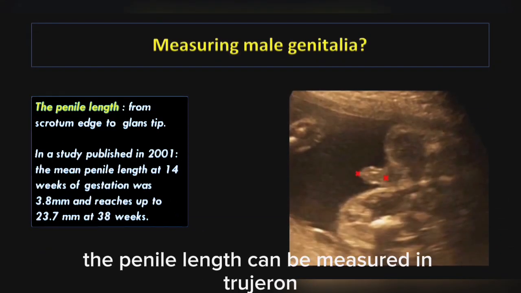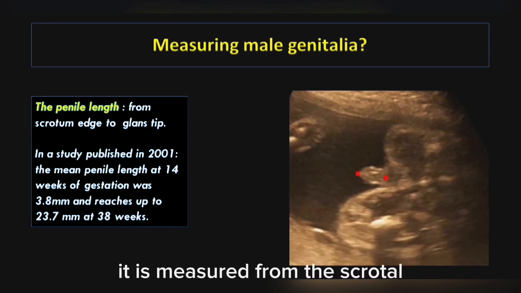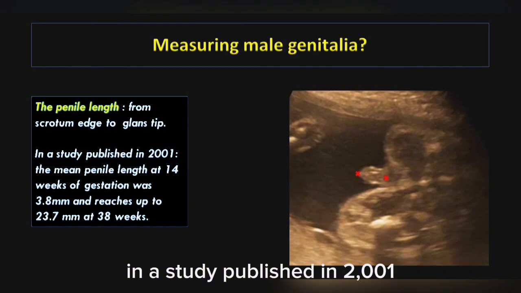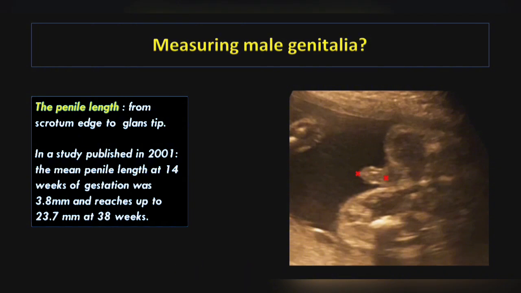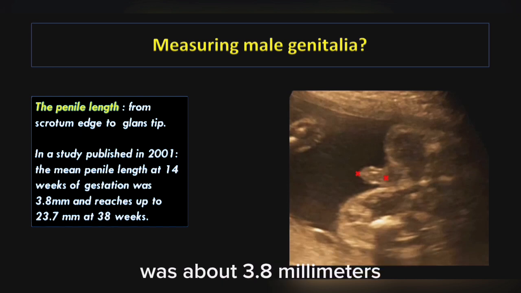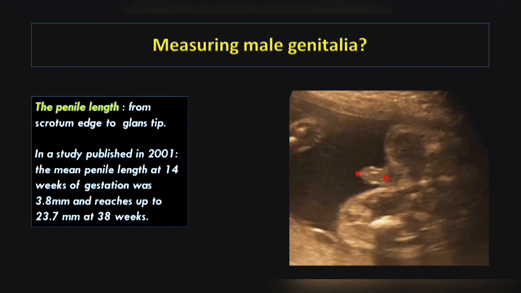The penile length can be measured intrauterine. It is measured from the scrotal edge to the tip of the glans. In a study published in 2001, the mean penile length at 14 weeks of gestation was about 3.8 millimeters and reaches up to 23.7 millimeters at 38 weeks.